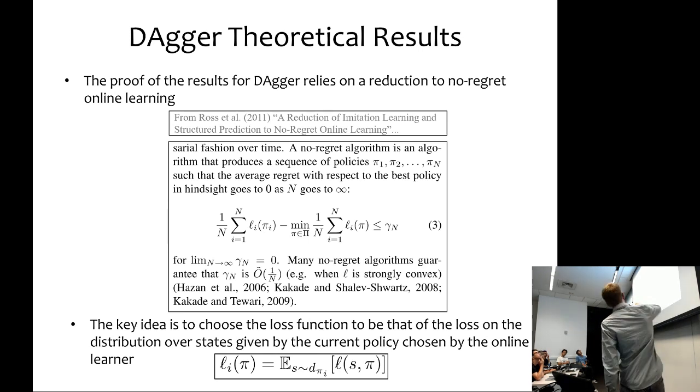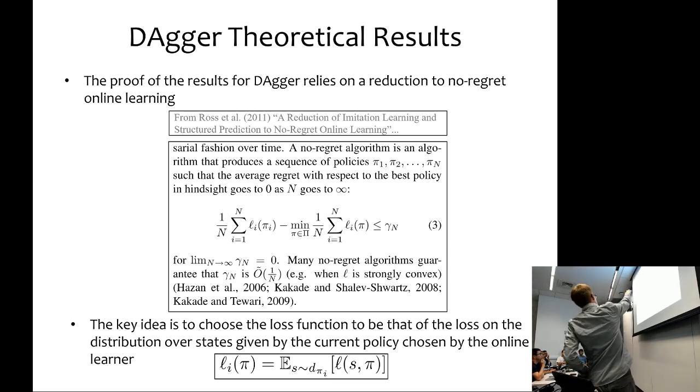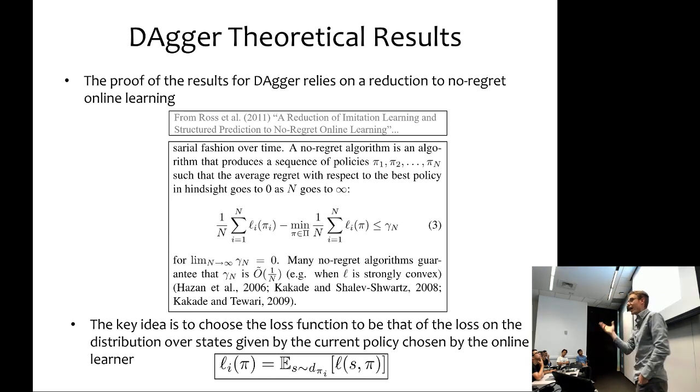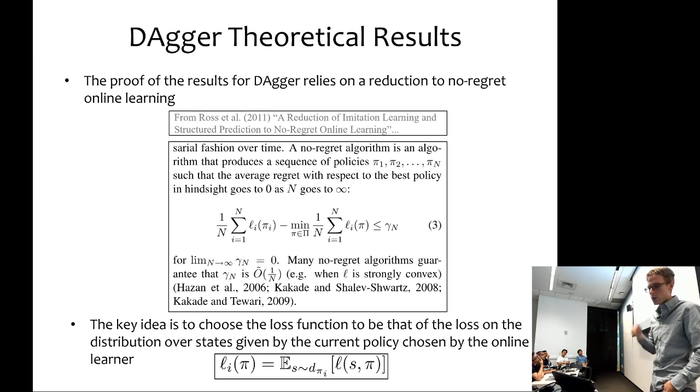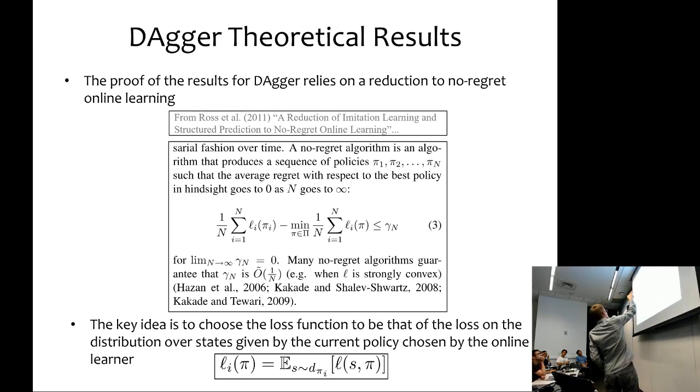And if you use an algorithm like that one, you can ensure that you'll get back a sequence of, this is actually a statement defining what a no-regret online learning algorithm is. So the idea is that it will produce a sequence of policies, pi 1, pi 2, up to pi n, where you could think of these as the policy after 1 training iteration, after 2 training iterations, 3, 4, and so on. And it's going to ensure that the average regret with respect to the best policy in hindsight goes to 0 as the number of training iterations goes to infinity. Okay, so this is actually an incredibly strong statement.